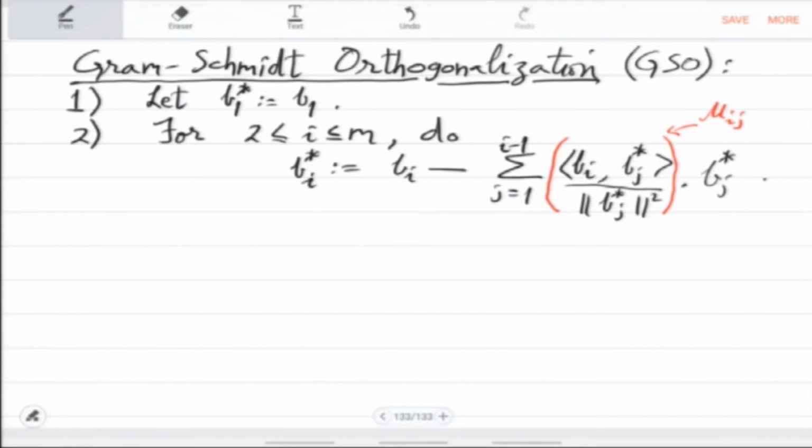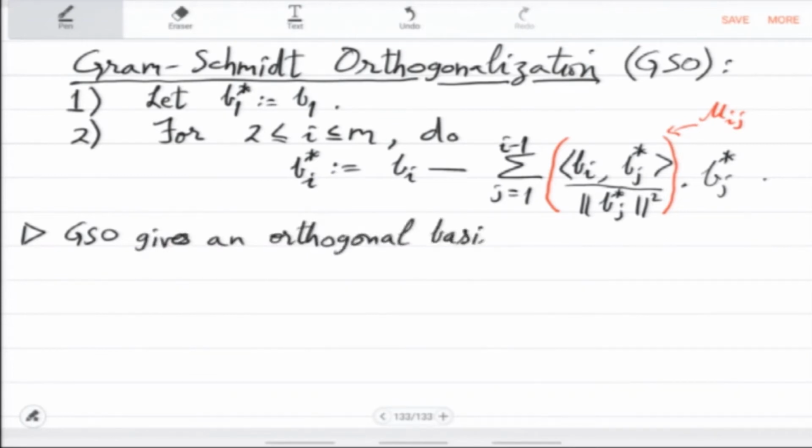Okay, so it's an easy observation, you can prove it as a small exercise, that GSO gives an orthogonal basis. This you must have seen in basic linear algebra courses over reals. Is there any relationship of our shortest vector to Bi star?